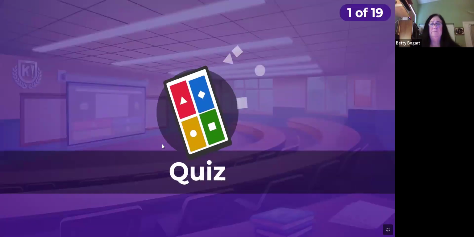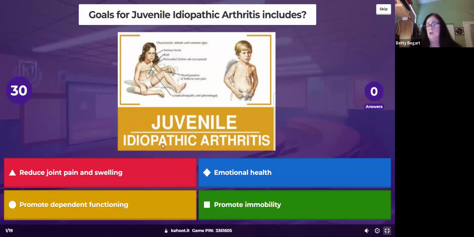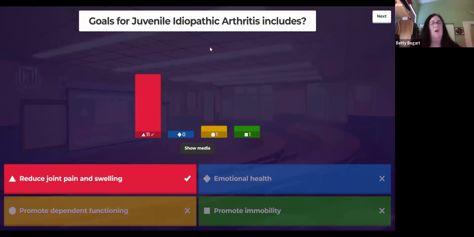Neuromuscular. Goals for juvenile idiopathic arthritis include reducing that joint pain and the swelling. So the whole goal with JIA is to reduce that joint pain and the swelling. Because once there's swelling and then the joints hurt, I'm telling you, pain is horrible. And when it hurts, you don't want to move, you don't want to do much of anything. So we don't want to do that to our kids.